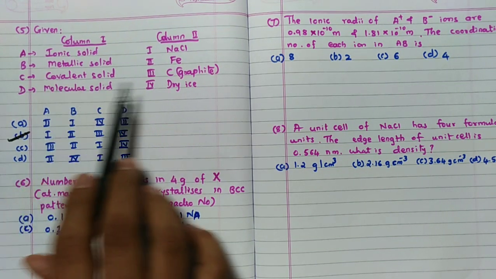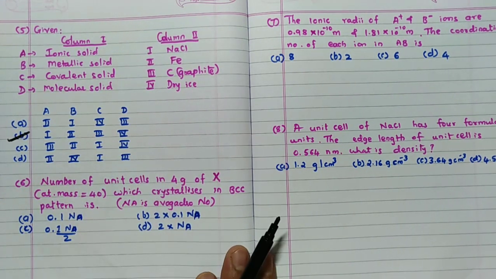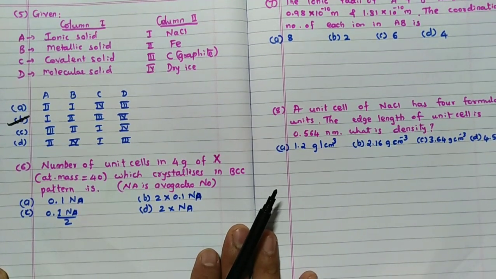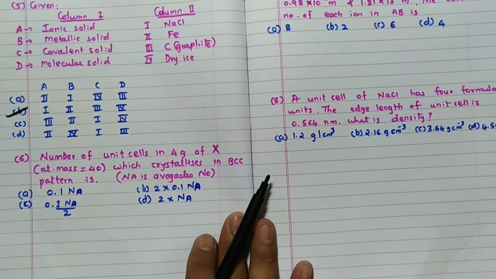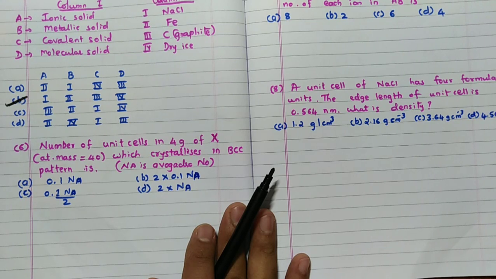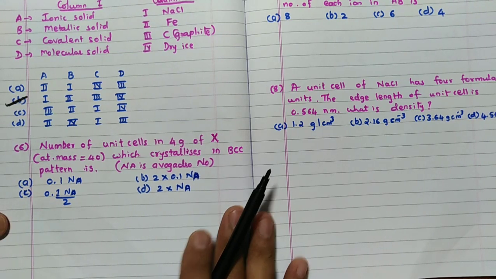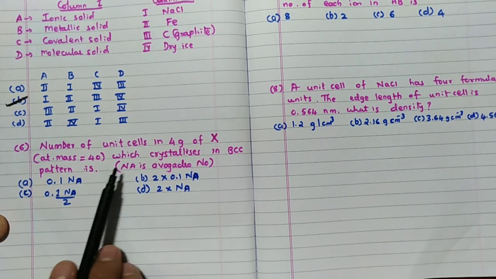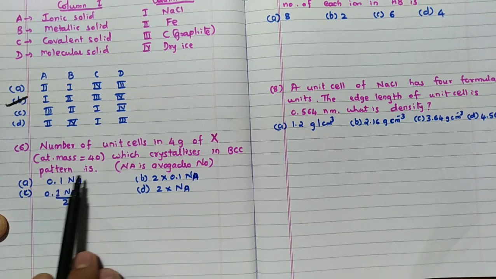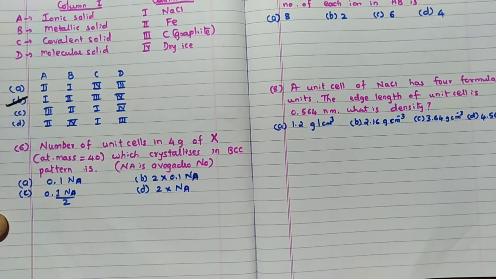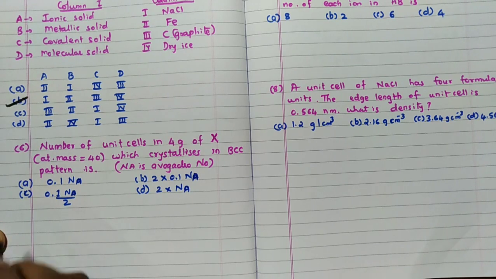So molecular solid means dry ice. Then the sixth one: the number of unit cells in 4 gram of X, whose atomic mass is given as 40, which crystallizes in a BCC pattern, where Na is the Avogadro number. Then how to solve this type of question? What we know here is the number of unit cells, remember.